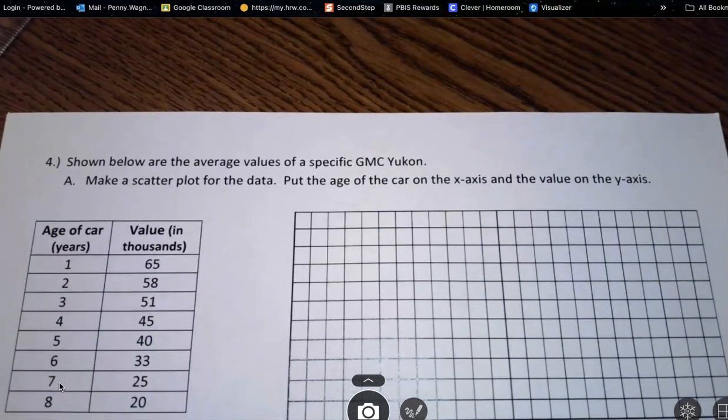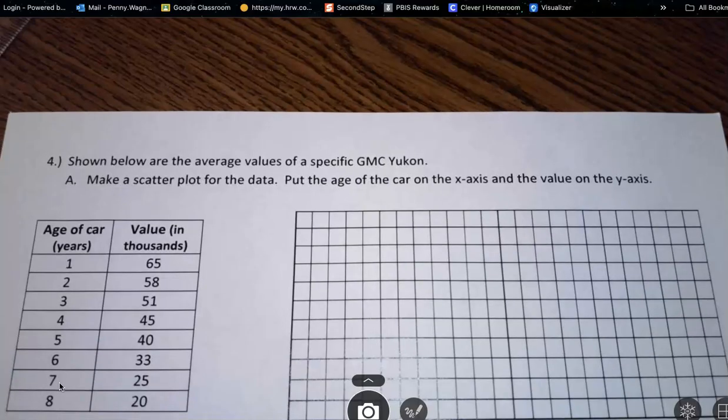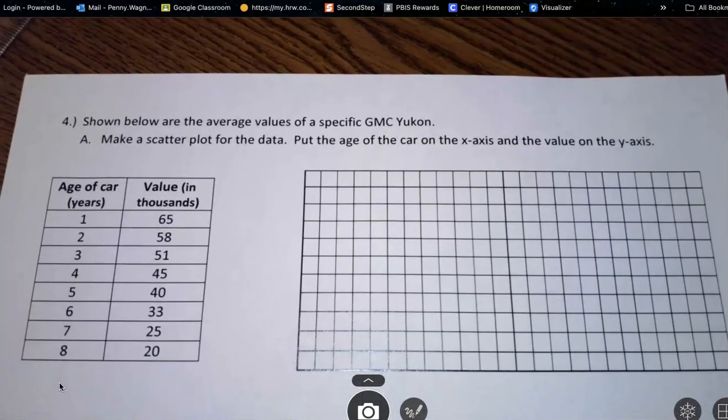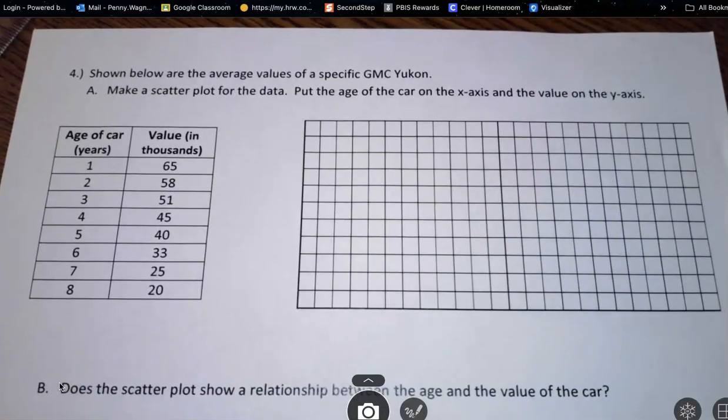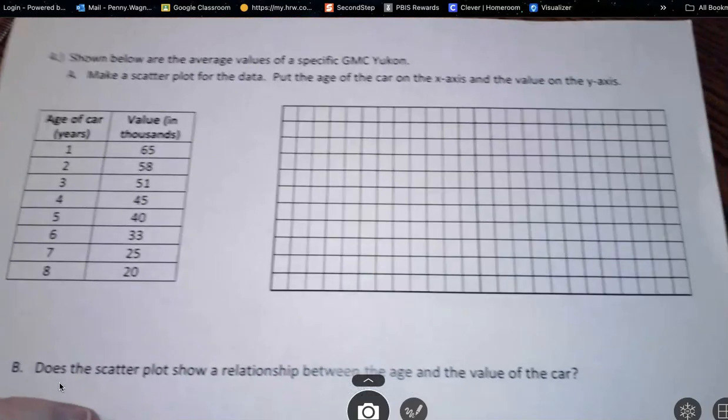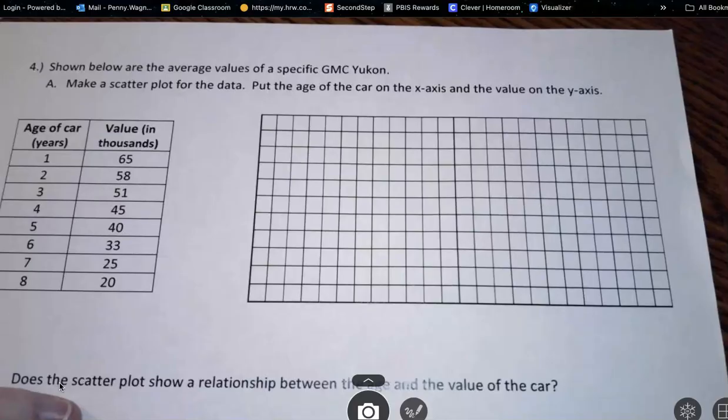And we have the average values of a specific GMC Yukon. We're going to make a scatter plot for this data. We're going to put the age of the car on the x-axis and the value on the y-axis. And then we're going to plot the points. So you go ahead and do that, and I will unpause here in just a moment.